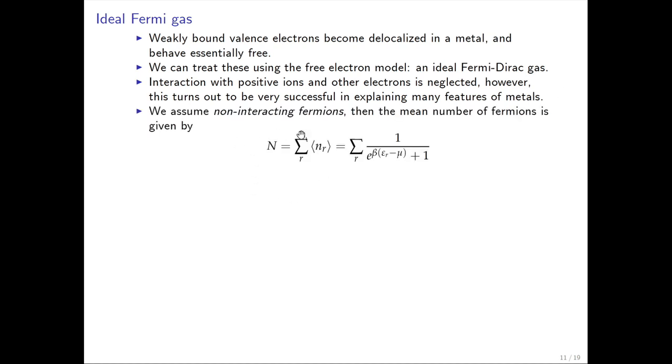So we're going to assume non-interacting fermions for our electrons, and then of course the mean number of fermions we'll call capital N. We'll understand that in the large N limit the fluctuations are really small, so we'll just write N. The total number of electrons is just the sum over the energy states labeled by R of the mean occupation number for that state, the expectation of N sub R. And of course we've seen this before, it's just the sum over R of these factors for each state.